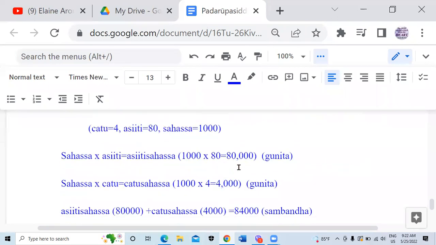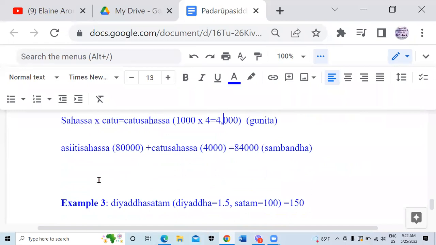Okay, so Sasa multiplied by Sidi, 80, is not called Samana Sankhya. It is Gunita Sankhya. So Samana Sankhya includes Gunita Sankhya. Okay, without having Gunita Sankhya, there is no Samana Sankhya. So 84,000. This is like the depth of the ocean, maybe the height of Mount Meru.